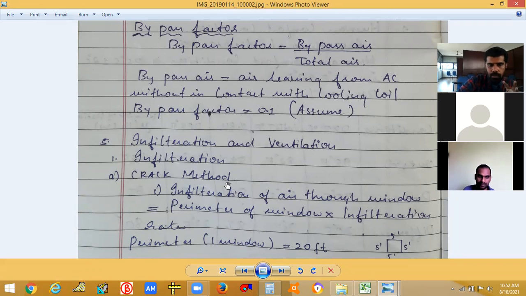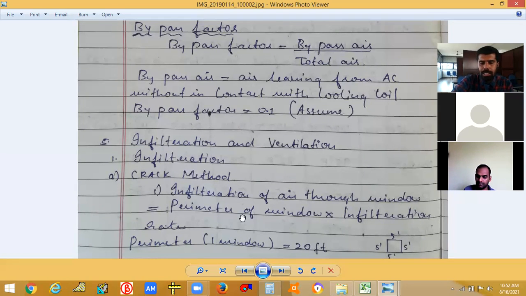In infiltration, we have two methods to find the infiltration rate. You know that infiltration means the outside air will be coming into the room through some cracks or window openings or something like that. The first one is the crack method. The formula for finding infiltration through the crack method is: infiltration of air through window is the perimeter of the window into the infiltration rate.